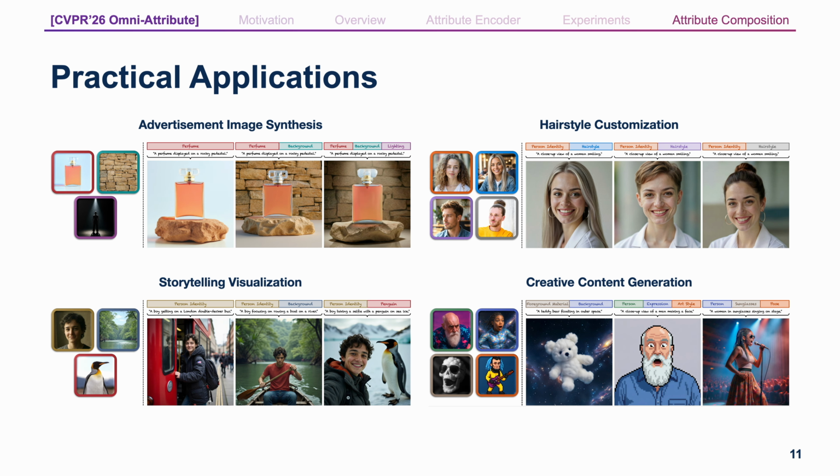Through the capability of this attribute composition, we can achieve many interesting applications. For example, advertisement image synthesis. We can progressively fuse attributes into an image. Or hairstyle customization. We can apply different hairstyles to the same person. Or storytelling. We can narrate a character's journey exploring the world. Finally, we can also produce highly creative content generation.